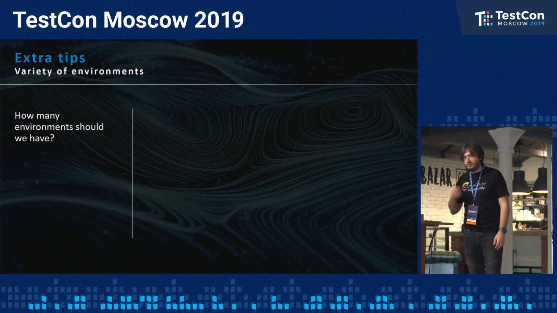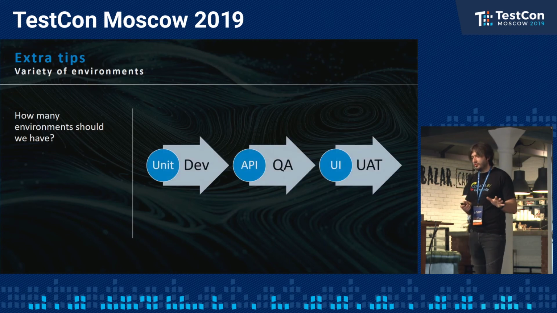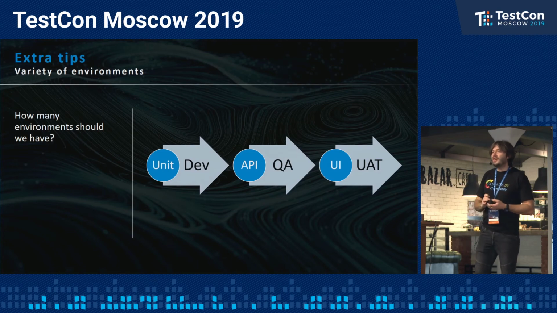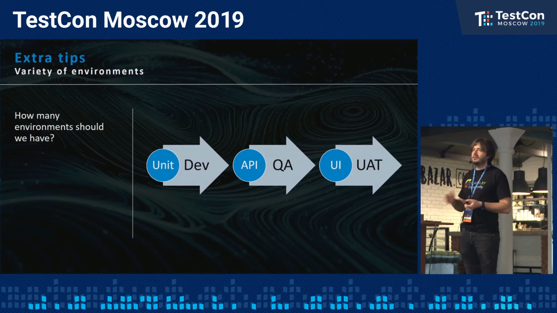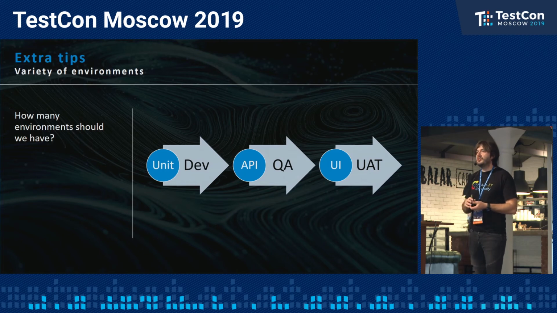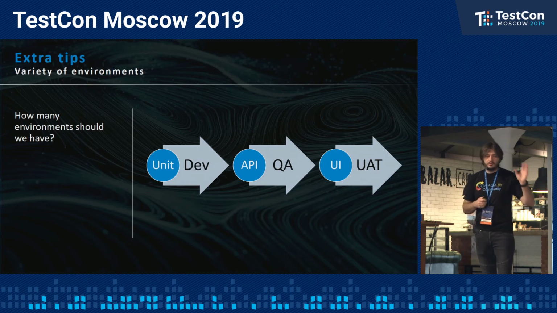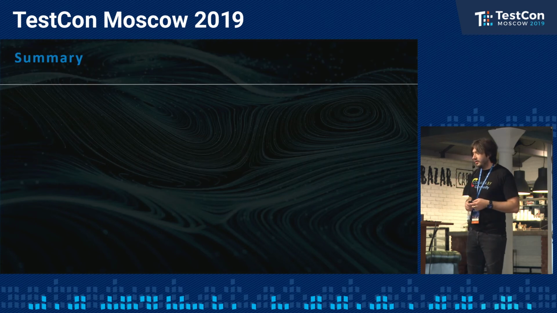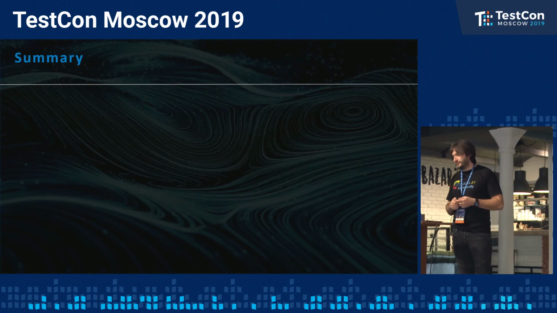The next question: how do you figure out how many environments you have? I know that I have run out of my time very quickly. Well, roughly for each type of test you should have one environment. For unit tests you have one environment, for integration tests you have another, and for UI tests still another.